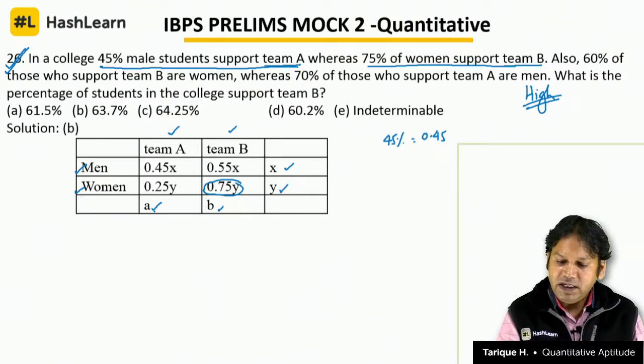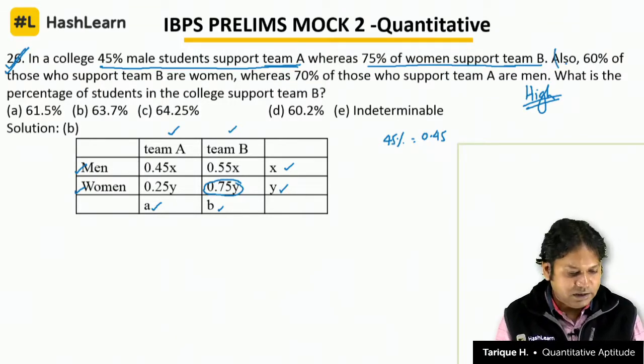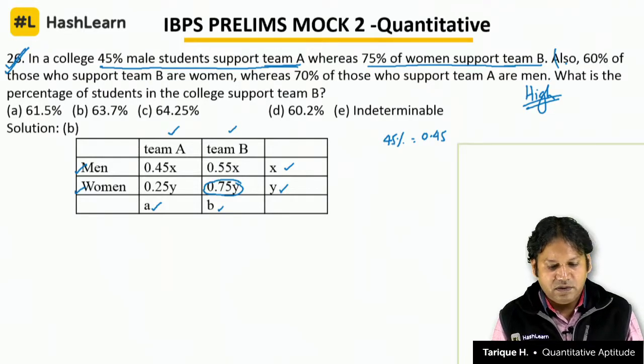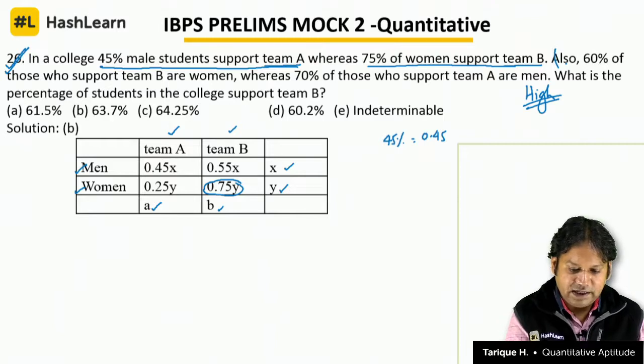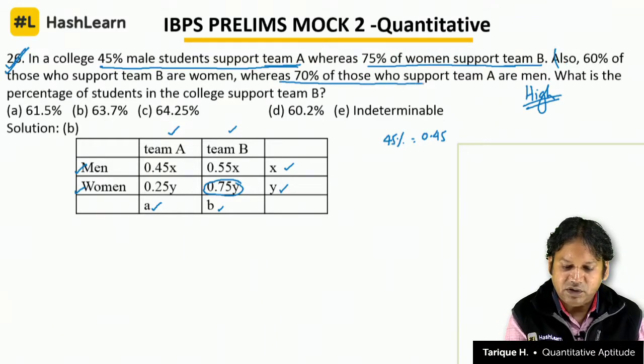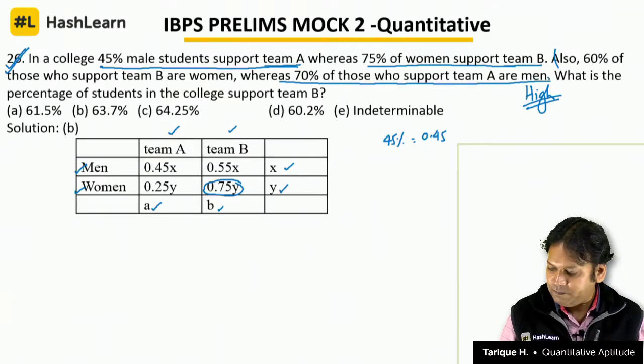Now we are not doing anything with the values A and B right now, that is where we will compare. The next thing given to you is also that 60% of those who support team B are women, whereas 70% of those who support team A are men. We can use any of these two data to compare and solve. Both are not required. Any one of them is sufficient. Let us say, for example, we will use 70% of those who support team A are men.